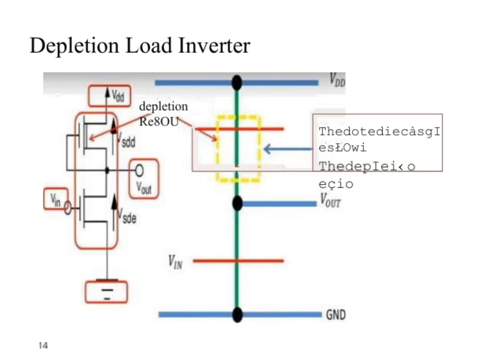It seems like the text on this slide is unclear or may have been corrupted, which makes it difficult to provide a detailed explanation. Could you please provide the correct text or clarify the key points you'd like me to discuss about depletion load inverters? That way, I can give you a clear and accurate narration.